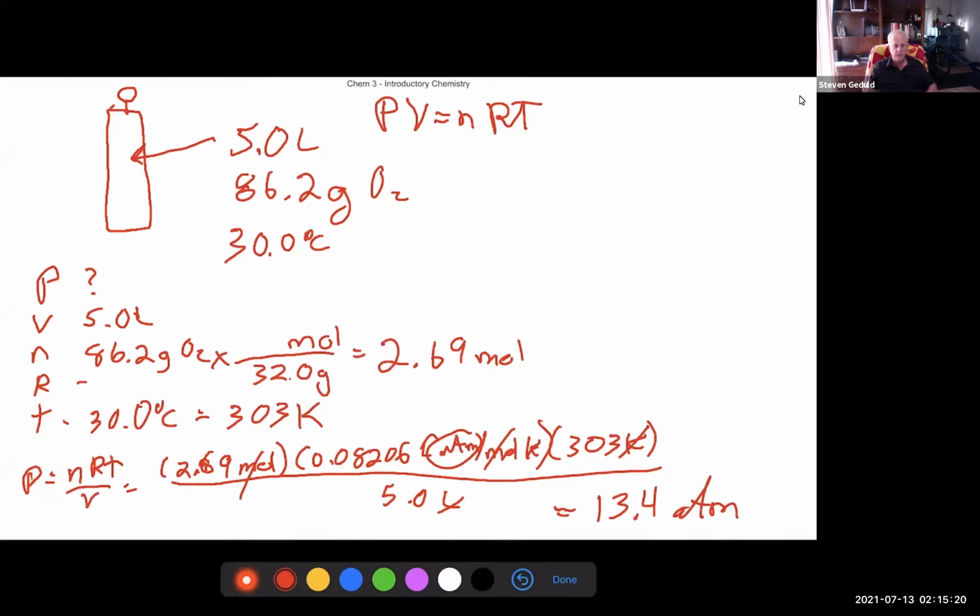Okay. So those are your formulas. You have a combined gas law, P1V1 over T1 equals P2V2 over T2. And you have the ideal gas law, PV equals nRT. Pressure times volume equals the number of moles times the ideal gas constant times the temperature.